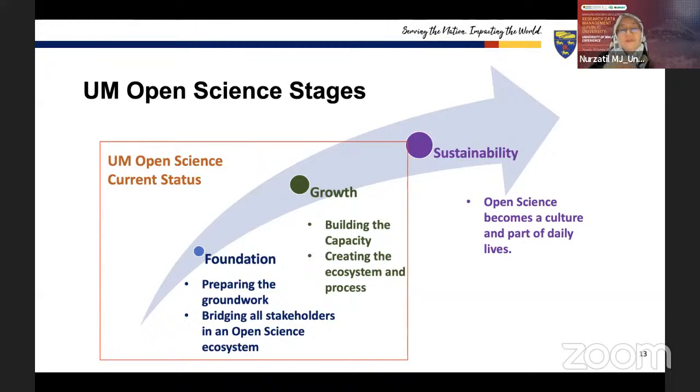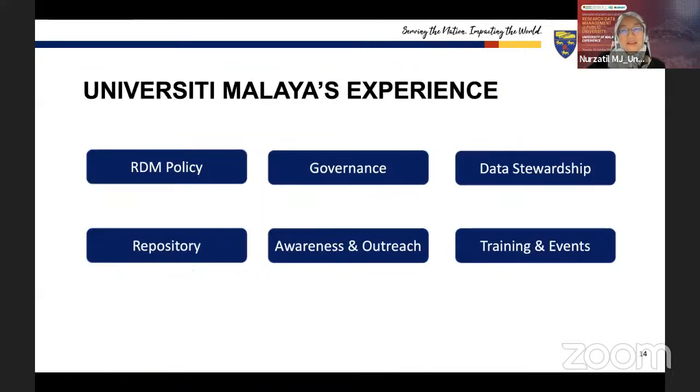And we are also in part of the growth stage, where we have started to practically train our data stewards, and also start to create the ecosystem and process. So I'm going to explain a bit more on what we are doing now, what we have done in UM. These are the aspects that I'm going to touch on: the policy, the governance, data stewardship, the repository, awareness, outreach, and also training and events.